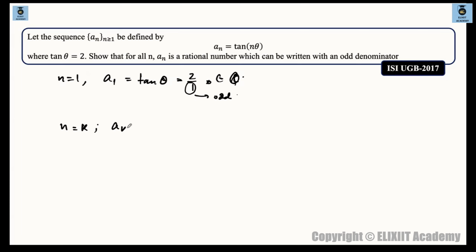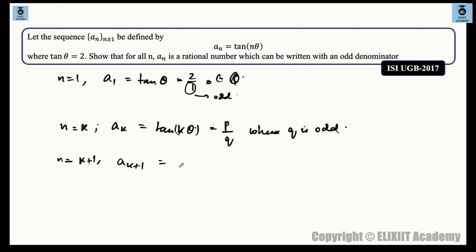ठीक है, फिर क्या करोगे, n इज इक्वल टू k के लिए, a k क्या हो जाएगा, a k विल बी tan ऑफ k थीटा. ठीक है, मान लेते कि सपोज tan of k theta is an, this belongs to q and can be written in the form of p by q form. मान लेते कि ये भी रैशनल नंबर है, ठीक है, वेयर q is odd, मान लेते सपोज. ठीक है, तो n इज इक्वल टू k+1 के लिए क्या हो जाएगा, a k+1 विल बी tan of k+1 थीटा.